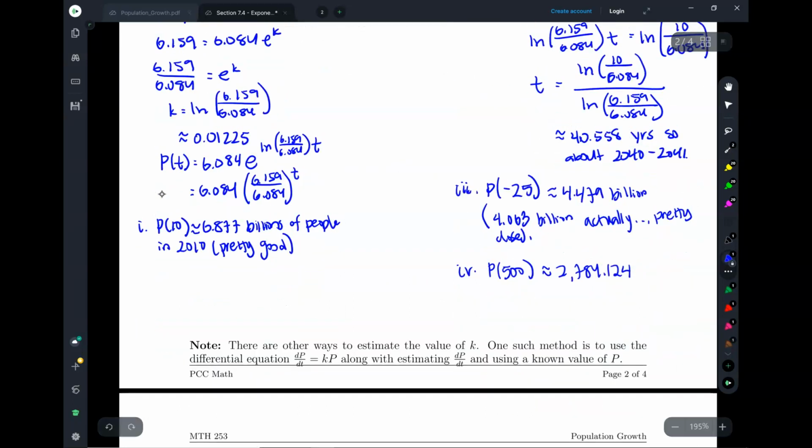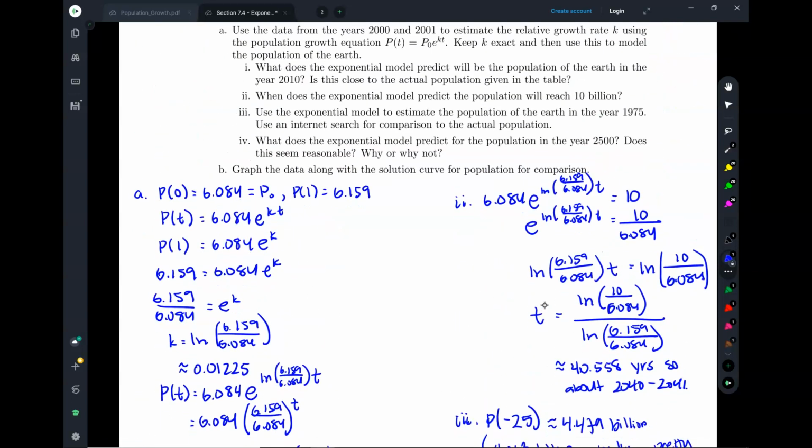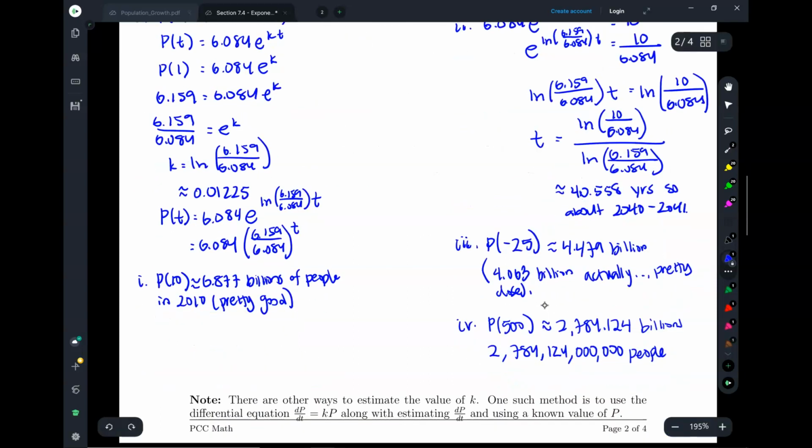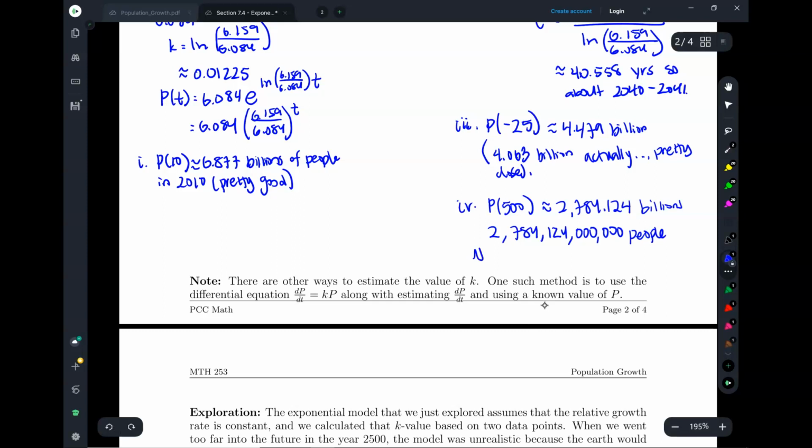So let's think about how big that is. That's in billions, right? Okay, so that means that that would be 2,784,124,000,000, like that. That is a lot of people. So the second part of that question was, does this seem reasonable? Why or why not? So no, this does not seem reasonable, right? This is not reasonable for the population of the Earth. The Earth would not be able to actually sustain this many people. I'll just write not sustainable.